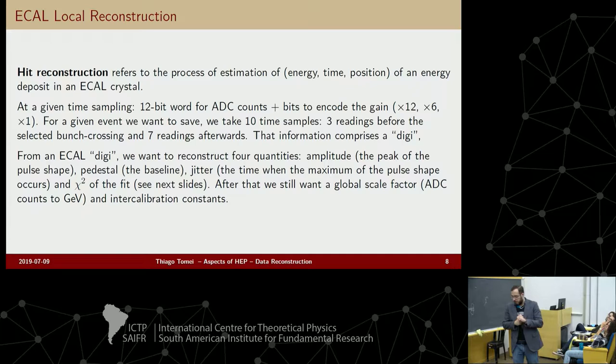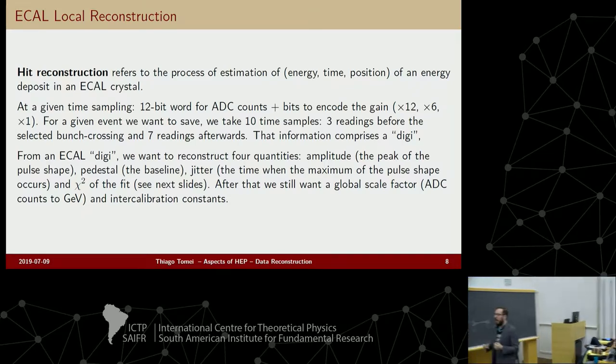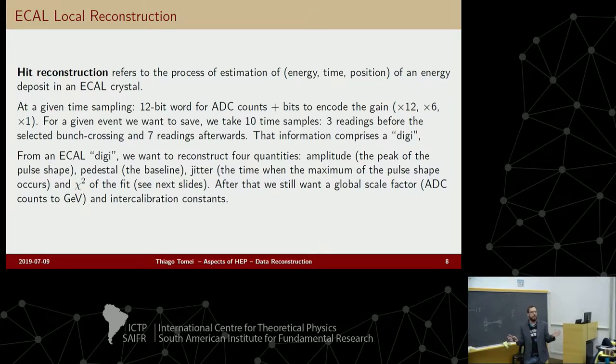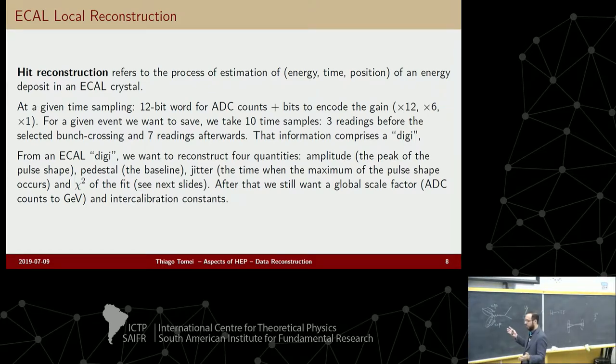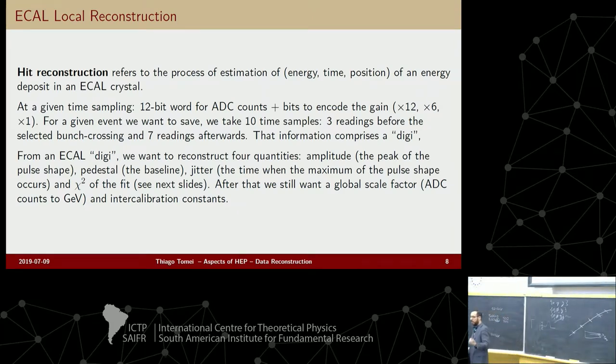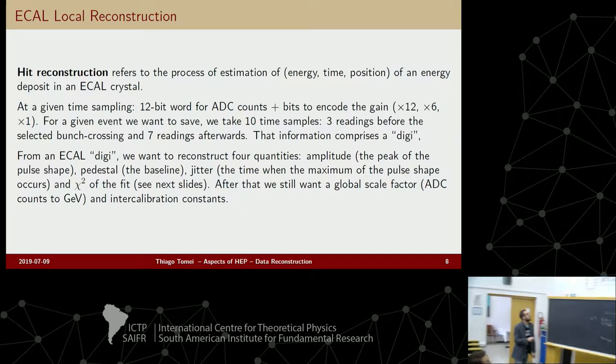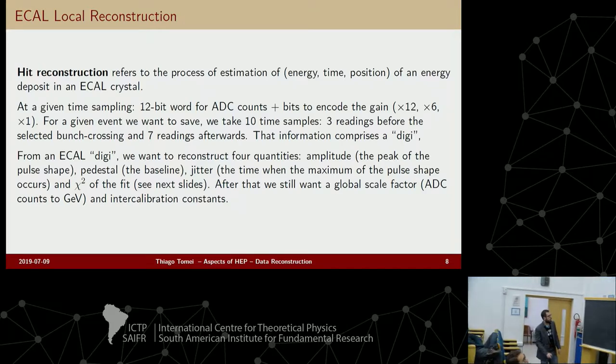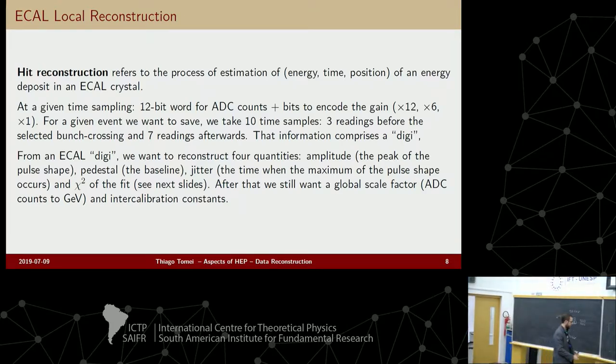Now, okay, I managed to read out, and I have some counts from the ADC. But again, what are channel crystal number 18,020? Has 14 counts in gain 3. Means nothing, right? So how do you translate this? So you have 12 bits for the ADC, bits to encode the gain, and we want to take 10 time samples. Let me explain this in a bit more detail.